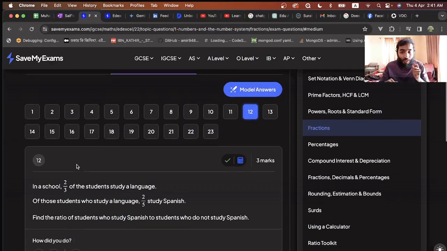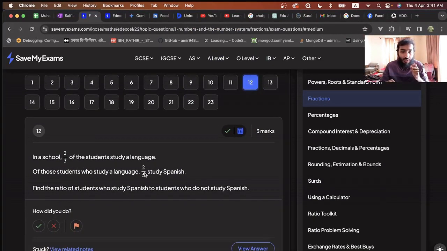So problem number 12 is slightly different, which has a description, and you have to find the mathematical terms from the description. So let's read the description and the problem. In a school, 2/3 of the students study a language. Of those students who study a language, 2/5 study Spanish. So you have to find the ratio of the students who study Spanish to students who do not study Spanish.